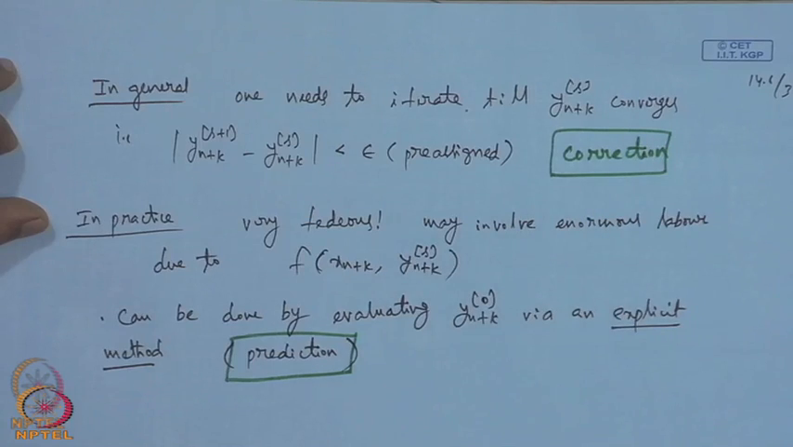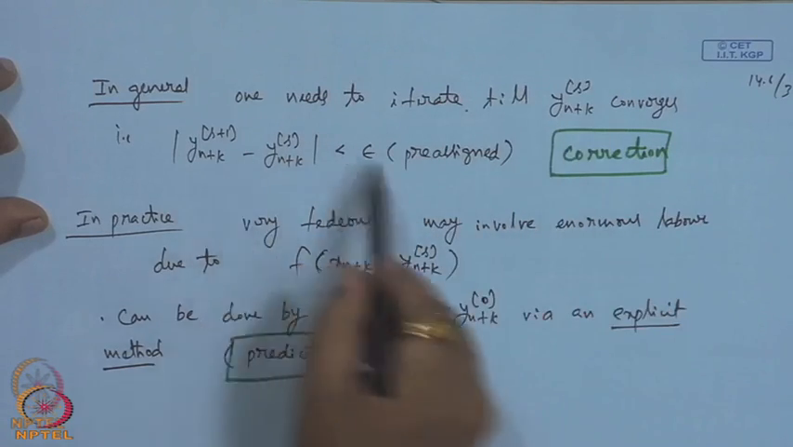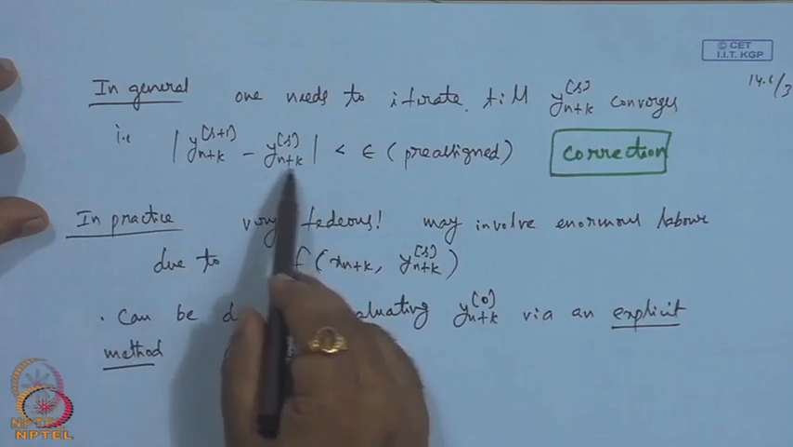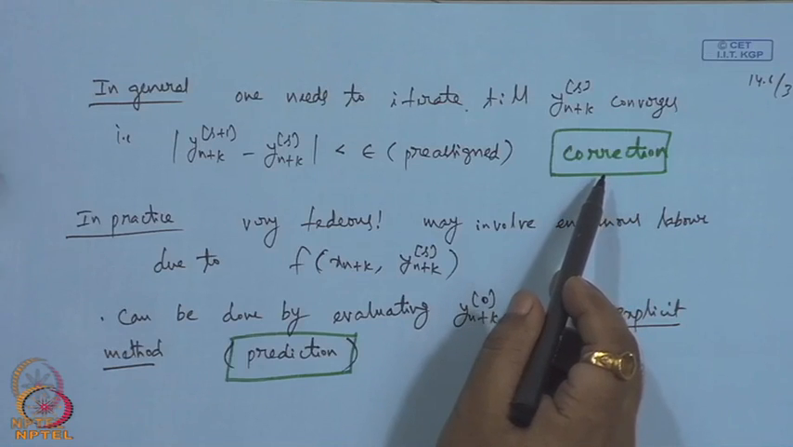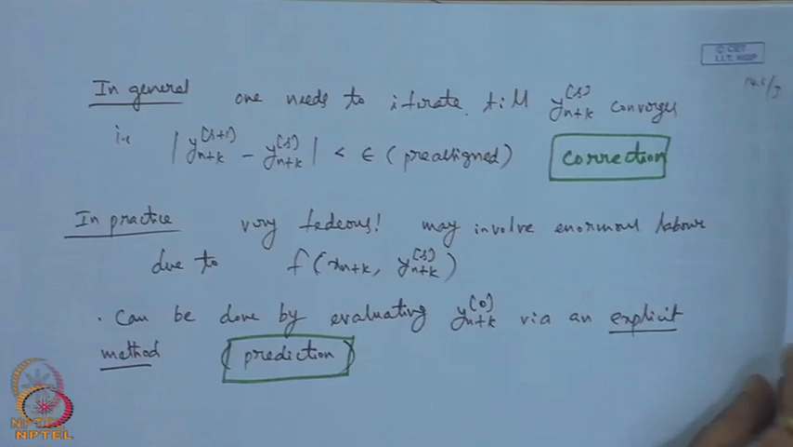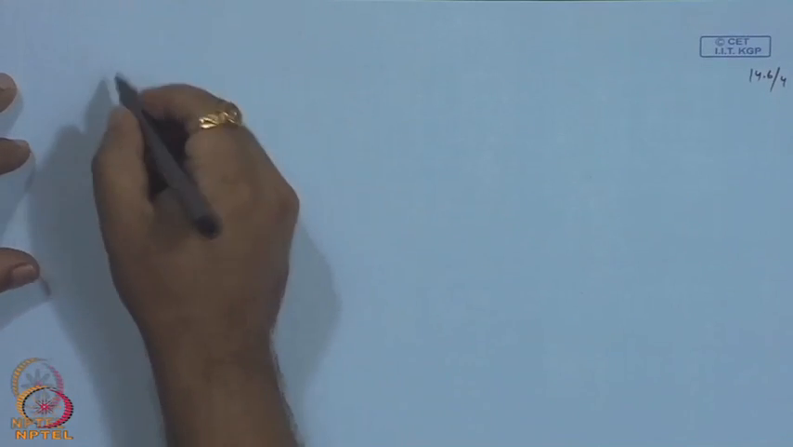This is correction. Why correction? We compute until the difference between two consecutive values agrees up to some accuracy. So, this is the correction.